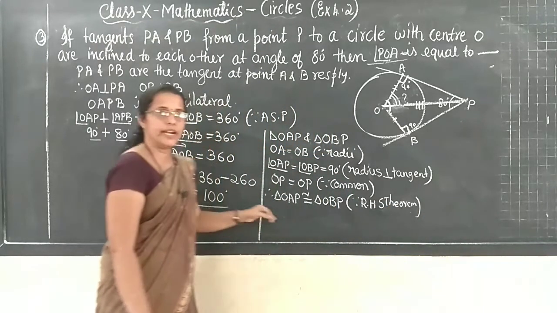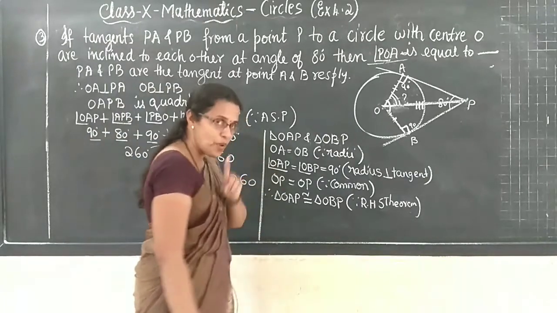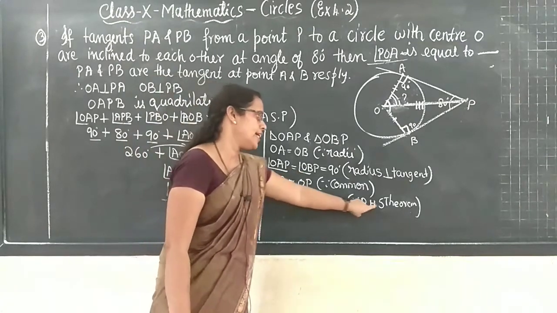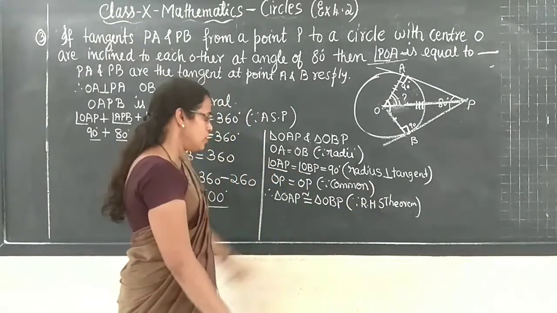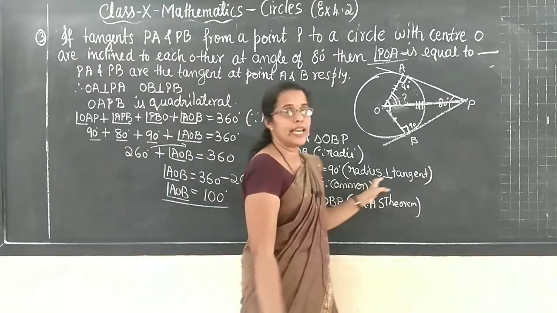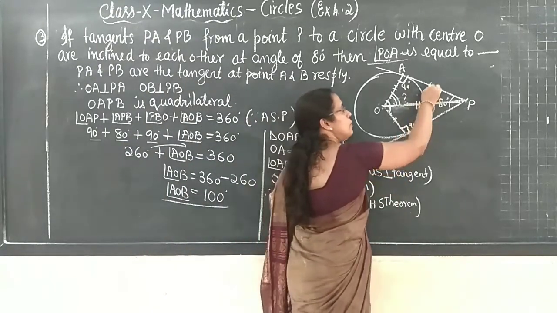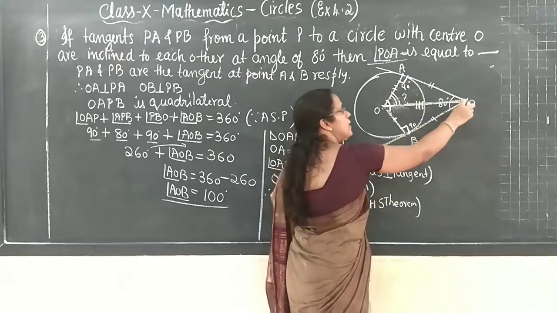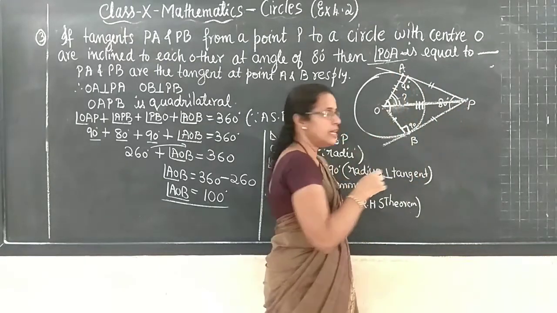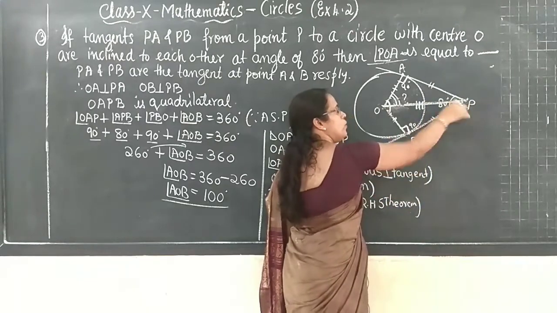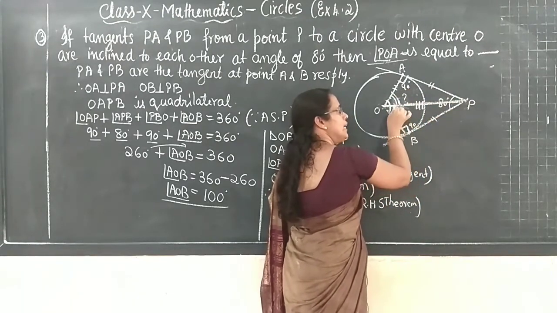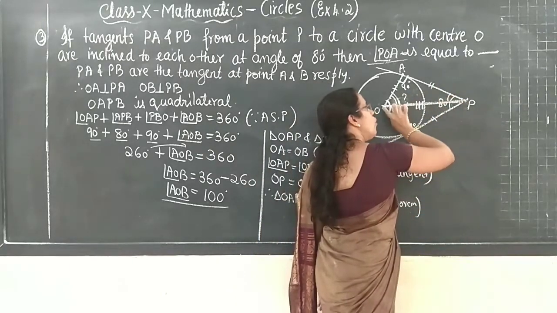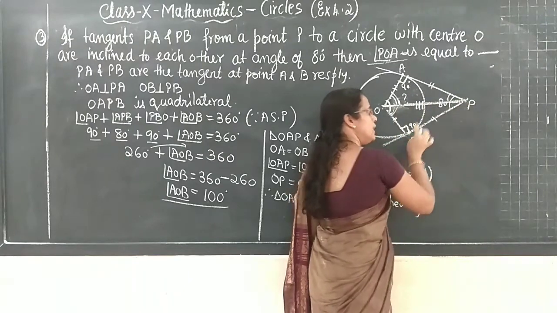RHS theorem. Right angle, hypotenuse, side theorem. Is it okay? So this one is the hypotenuse. Because of that, the RHS theorem comes in. Because of this, all things are equal, as I said yesterday. See here, PA is equal to PB. Then angle POA is equal to angle POB. They are equal. Even angles OPA and OPB are also equal.